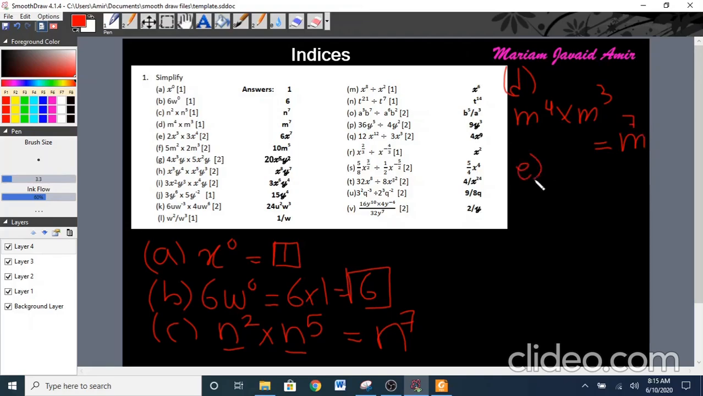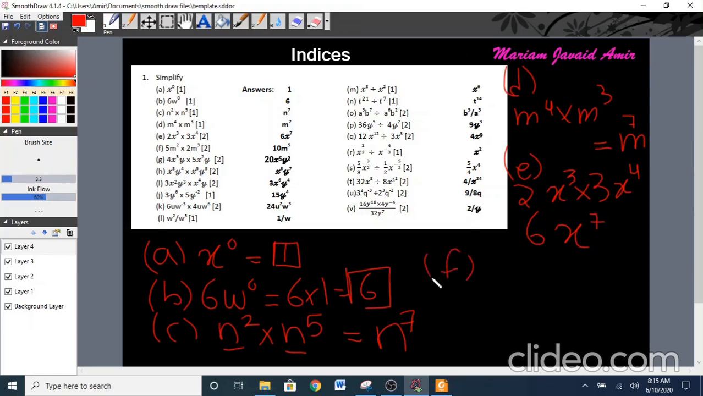Part E, 2x cubed times 3x power 4. So 2 and 3 get multiplied, we get 6, and then the powers of x get added, we get x power 7.